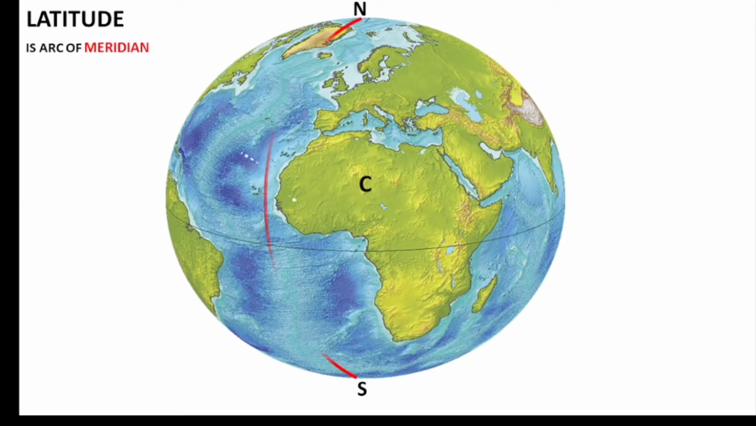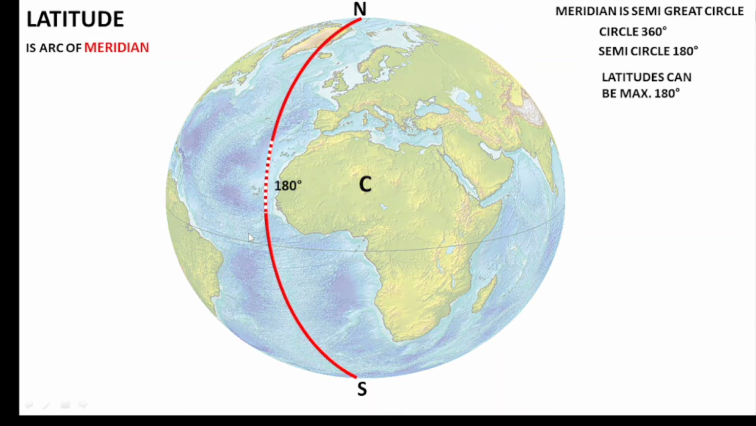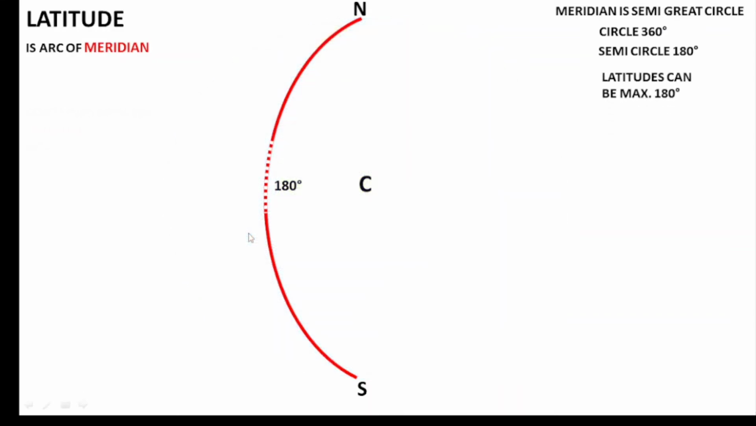Now we just define it as arc of the meridian. And I just said that meridian is what? Basically a semi-great circle, and circle is 360. Semi-great circle would be 180. So maximum latitude what you can have is 180 degrees.